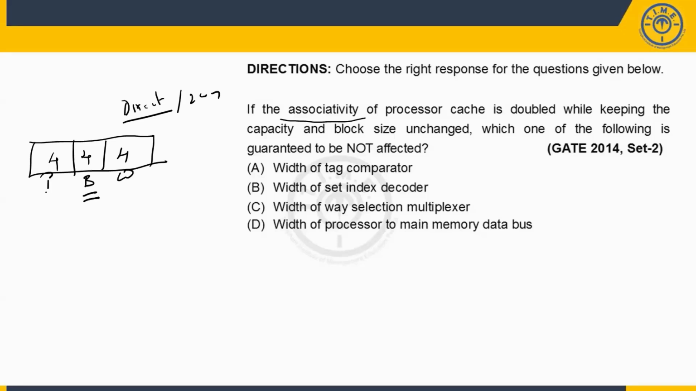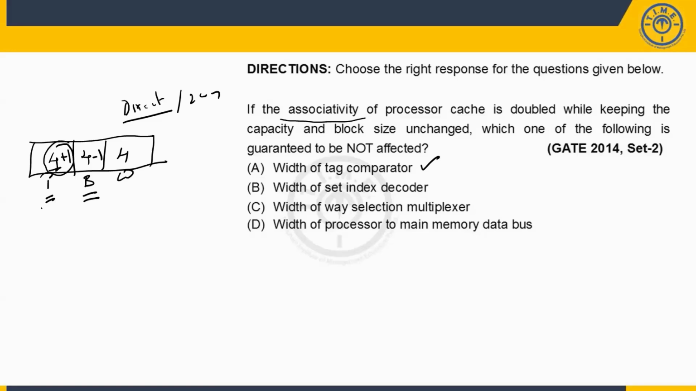The block field will get affected, tag field will get affected. Block is equal to block minus 1, tag is equal to tag plus 1. Okay. So when it is getting affected, what will get affected? Obviously, comparator size will get affected, right? Because earlier we had a 4-bit comparator. Now it becomes 5-bit comparator.